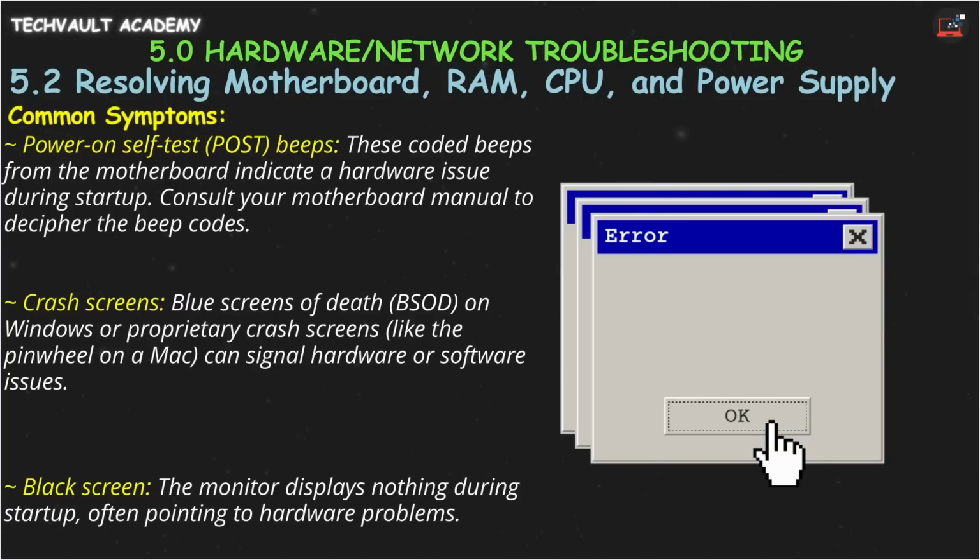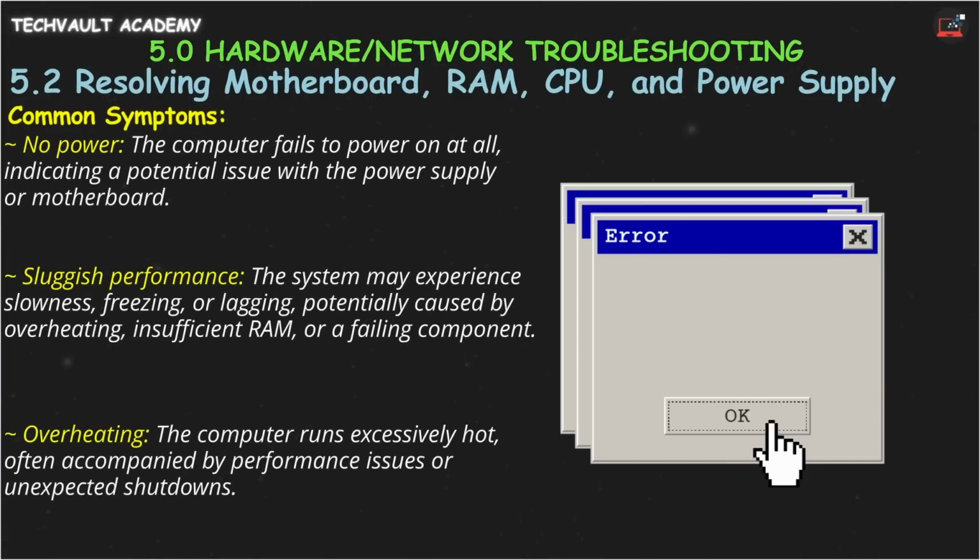Crash screens, blue screens of death, BSOD, on Windows, or proprietary crash screens, like the pinwheel on a Mac, can signal hardware or software issues. Black screen. The monitor displays nothing during startup, often pointing to hardware problems. No power. The computer fails to power on, indicating a potential issue with the power supply or motherboard. Sluggish performance. The system may experience slowness, freezing, or lagging, potentially caused by overheating, insufficient RAM, or a failing component.